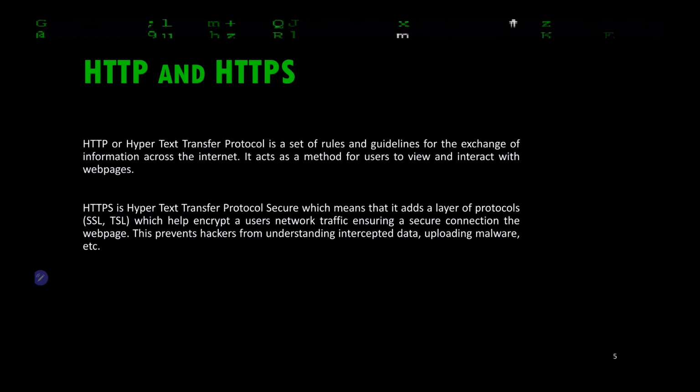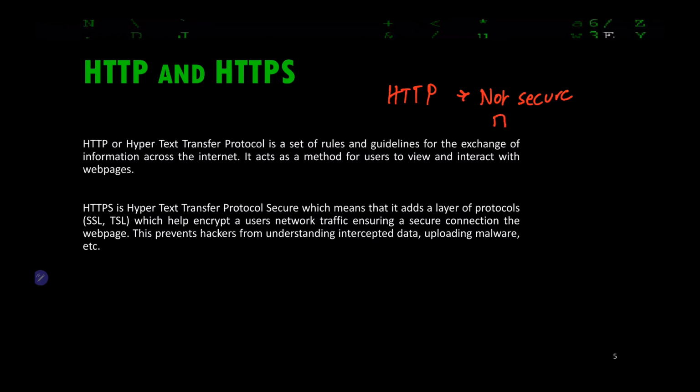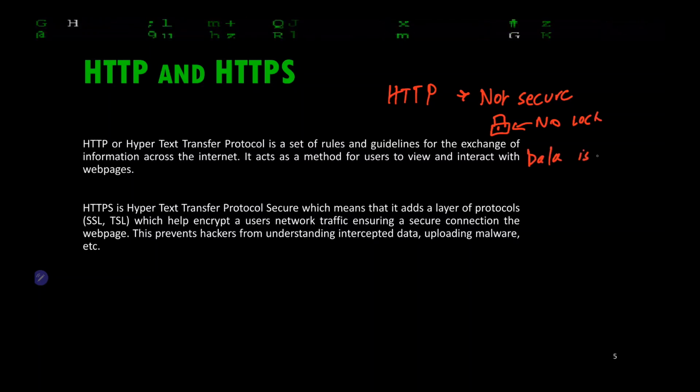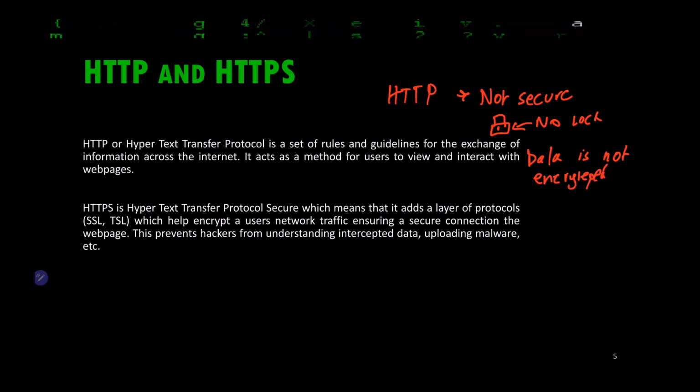Now the difference between HTTP and HTTPS, in terms of the specification itself, what you need to know is that HTTP is not secure. There is no lock icon, no lock on the web browser, and data is not encrypted. That's basically all you need to know. In terms of what HTTP actually is, as it says here, it's a set of rules and guidelines that dictate the exchange of information across the internet. It's a way for you to view web pages that have been uploaded.